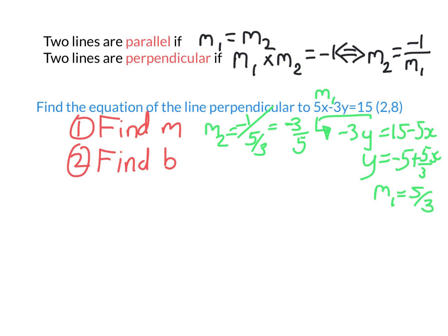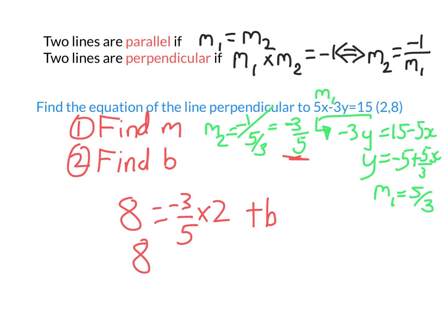I'm going to do this the same way I did on the previous slide. We are going to take our equation y equals mx plus b. We're going to substitute m for the gradient just found. So we just found that the gradient of this line has to be negative 3 over 5. And we substitute x and y from the point we're given. In this case, the point we're given was 2, 8. So x is 2, y is 8. Now I need to solve for b.